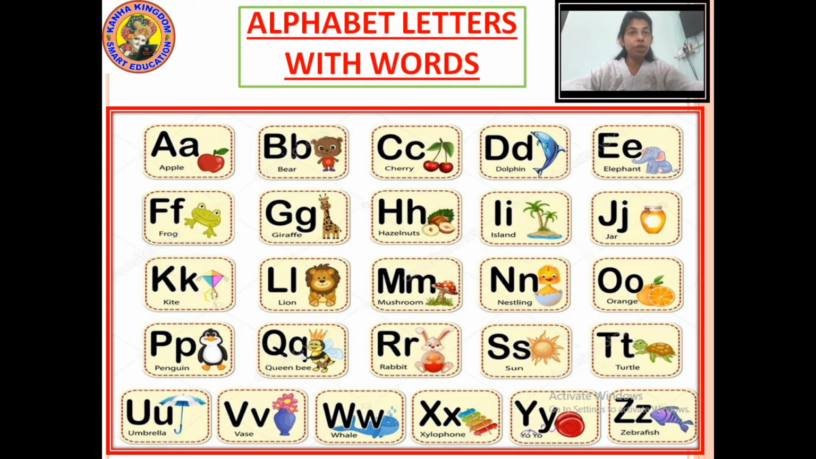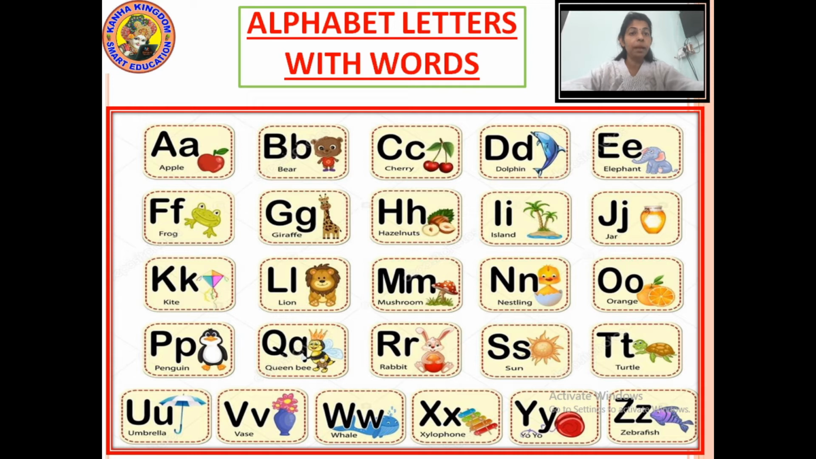What comes after I? J. J for jar. Very good. K for kite. Good. What comes after K? L. L for line. Don't say loin. It is not a correct pronunciation. How we pronounce? Line. L for line.